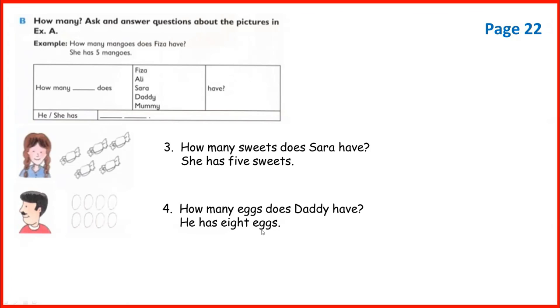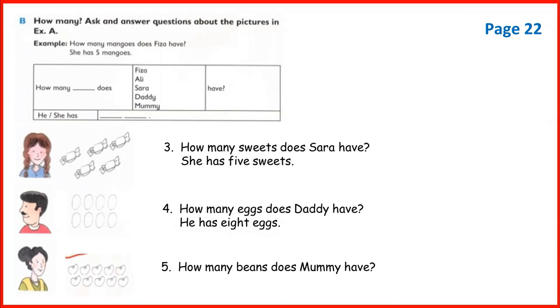The last person is mummy, okay. And you know, where is the mummy? This is mummy. And you know, mummy has 10 beans, okay. First write the question: How many beans does mummy have? She has 10 beans, okay.